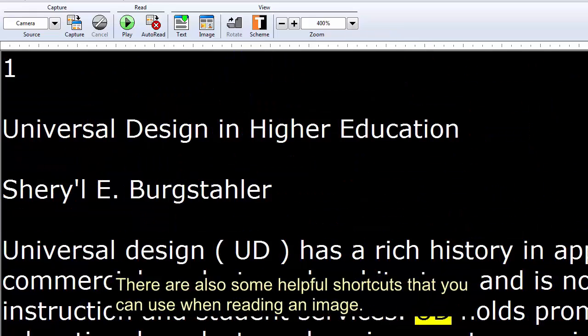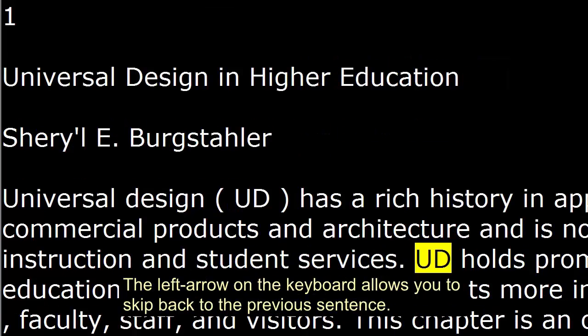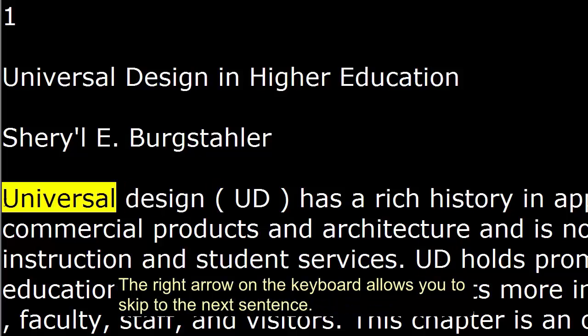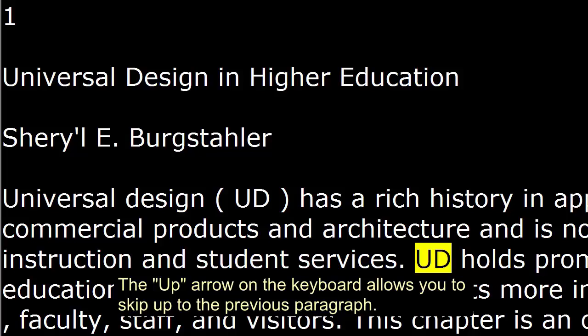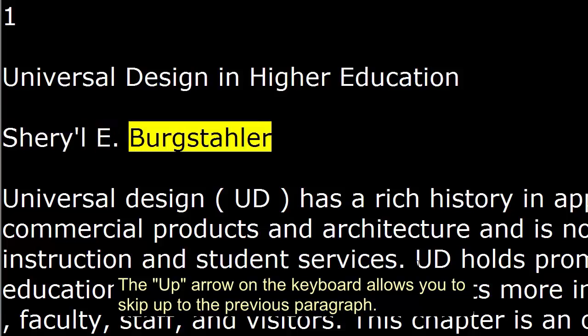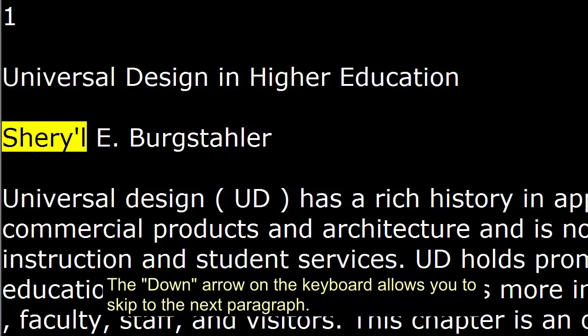There are also some helpful shortcuts that you can use when reading an image. The left arrow on the keyboard allows you to skip back to the previous sentence. The right arrow allows you to skip to the next sentence. The up arrow allows you to skip up to the previous paragraph. The down arrow allows you to skip to the next paragraph.